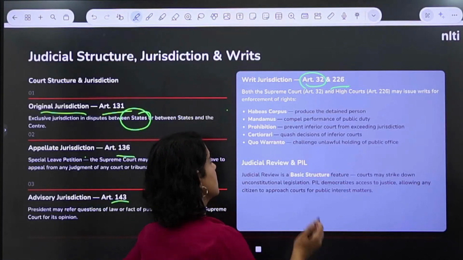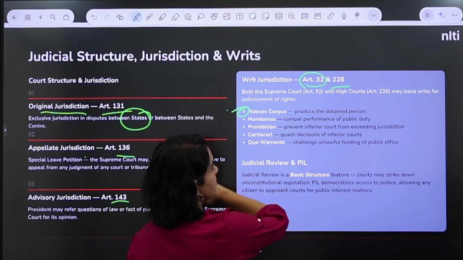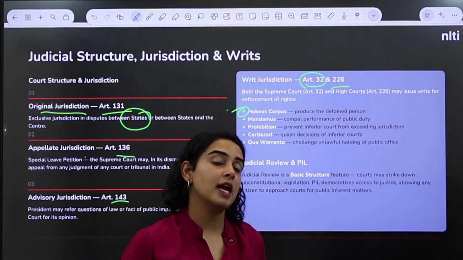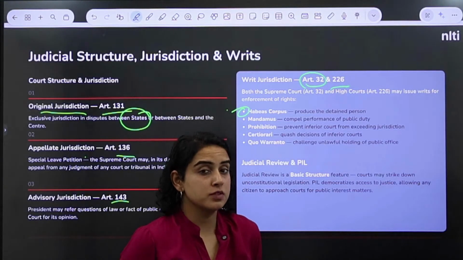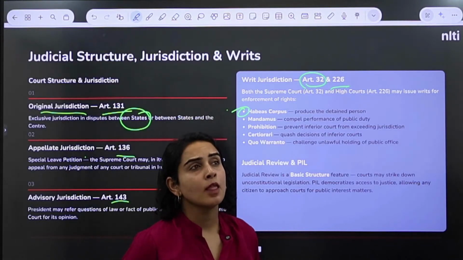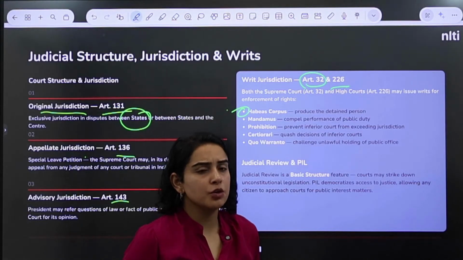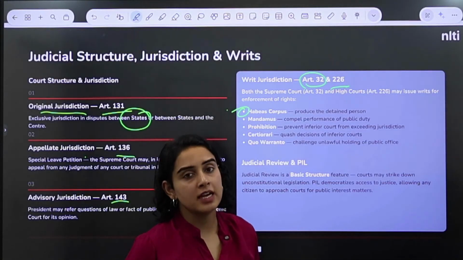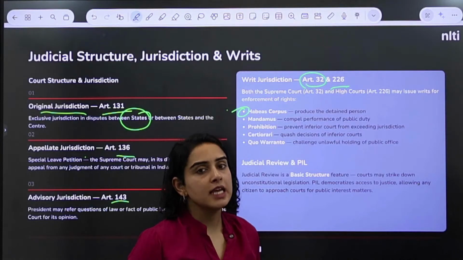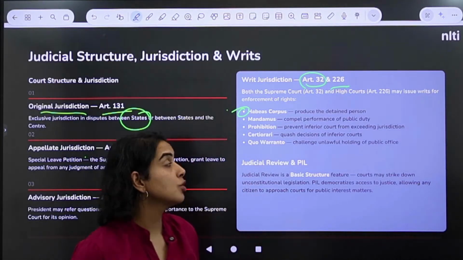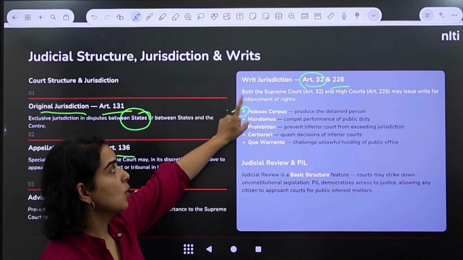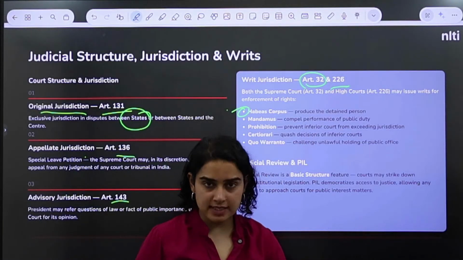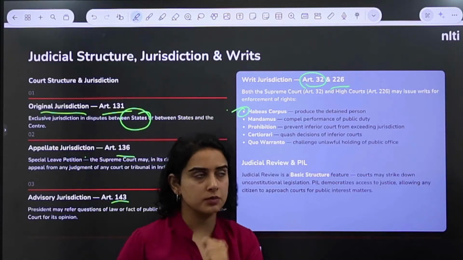Really important writs. First is habeas corpus, which means produce a detained person. If any person has been detained by any public authority, let's say a police officer has detained any citizen without any justified grounds and they're not releasing them, right? They have just been detained. So that person or their relatives or family members can file a petition of habeas corpus, where the court will ask the police authorities to release that person or produce that person in the court.